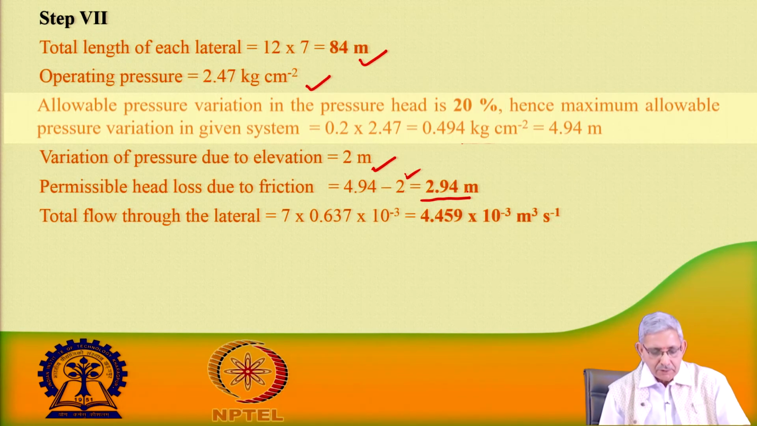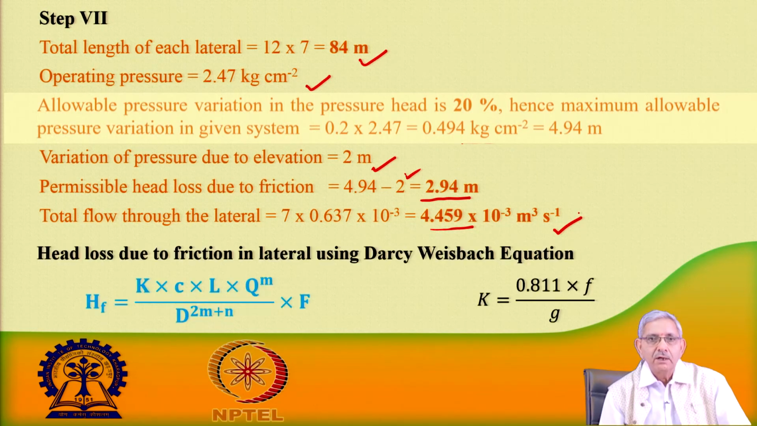Now, to get the discharge from the lateral, each lateral has 7 sprinklers. So, 7 into 0.637 multiplied by 10 to the power minus 3 gives us 4.459 into 10 to the power minus 3 cubic meter per second. This is the discharge of a single lateral, means each lateral will require this much discharge.